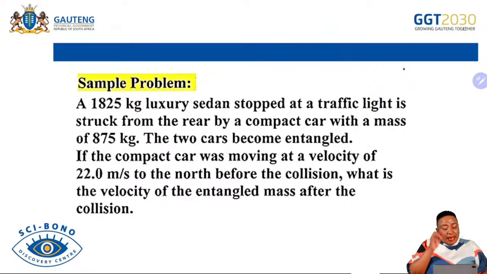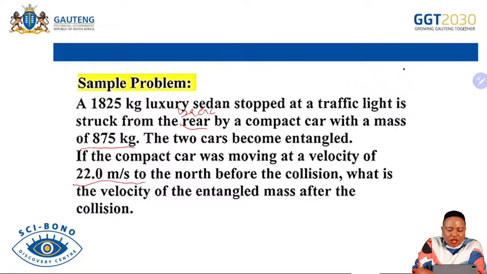If you look at this example, a 1,825 kilogram luxury sedan stopped at the traffic light is struck from the rear by a compact car with a mass of 875 kilograms. The two cars become entangled, they come together. If the compact car is moving at a velocity of 22 meters per second to the north before collision, what is the velocity of the cars after they combined, after they entangled with each other?